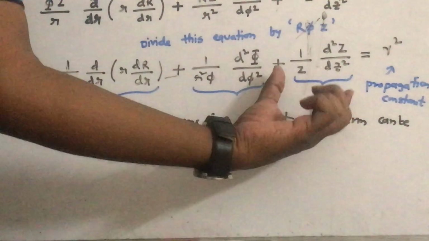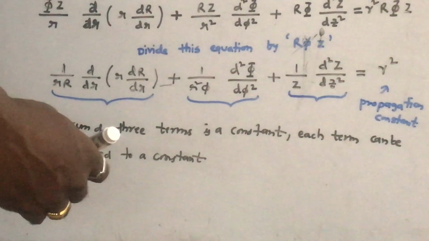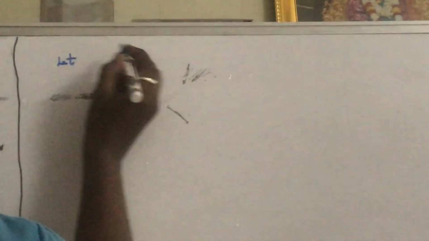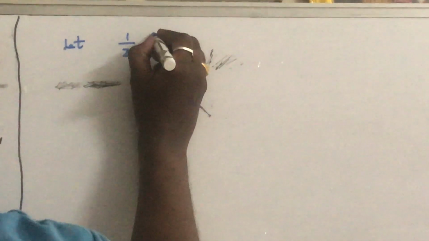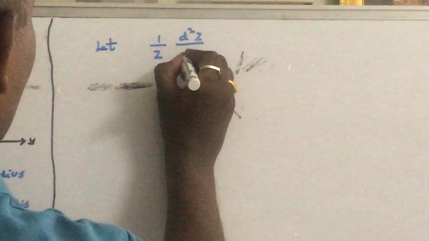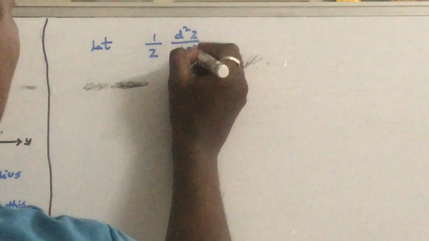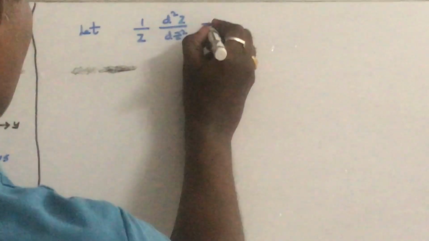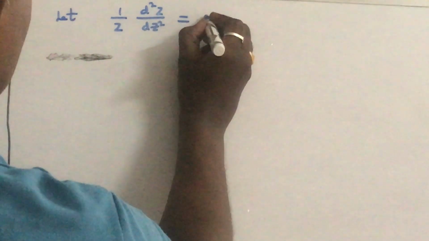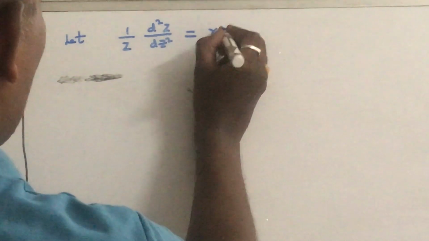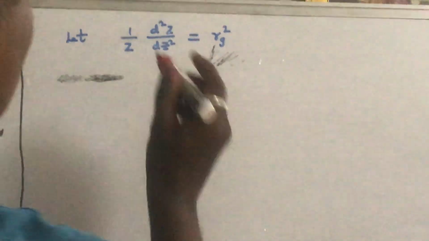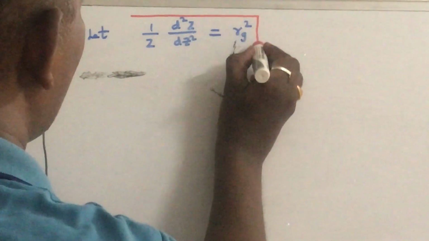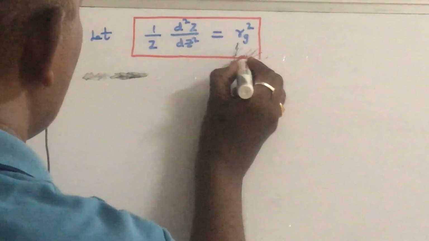So therefore, equate this term to a constant. So we can write here that 1 by capital Z into d square capital Z by dz square, where capital Z is a function of z, is equal to, let us say, gamma g square. Carefully take the last term as gamma g square.